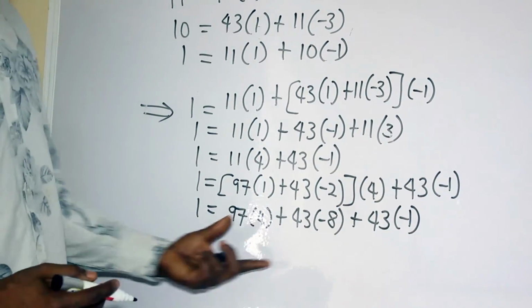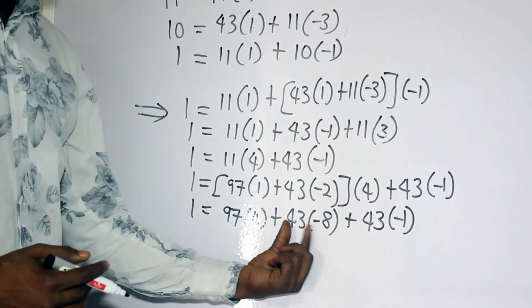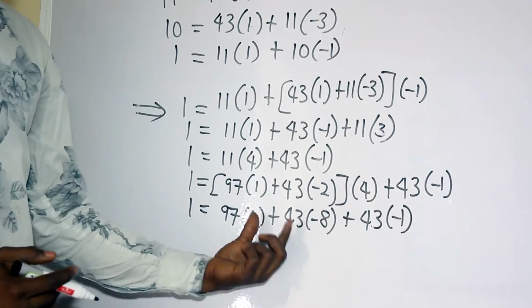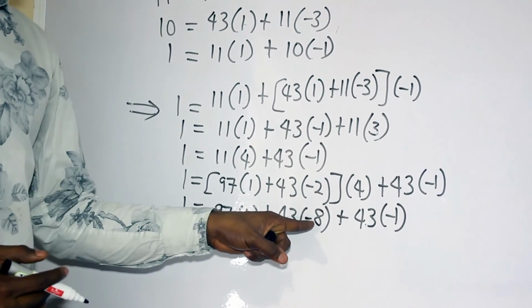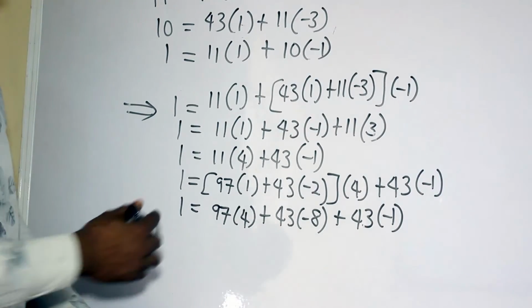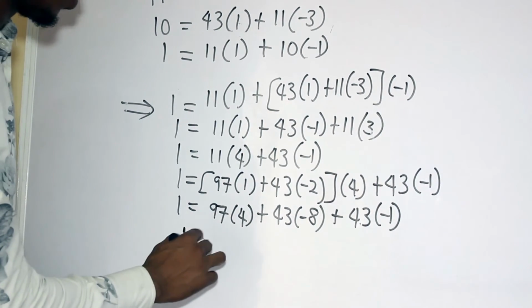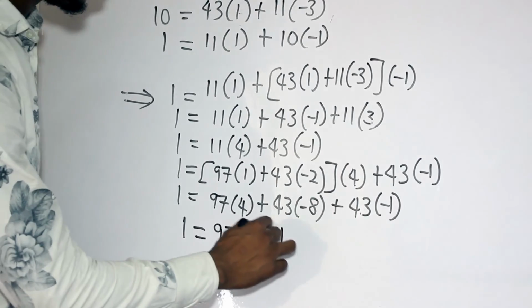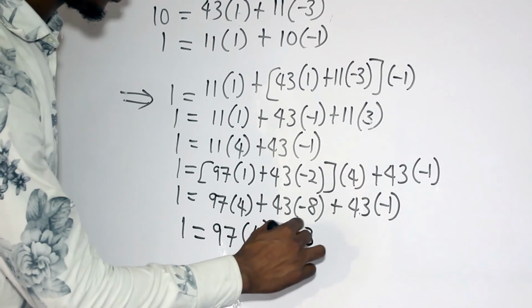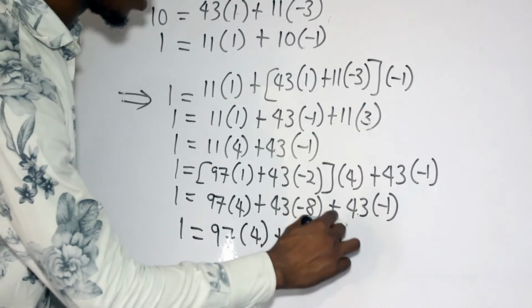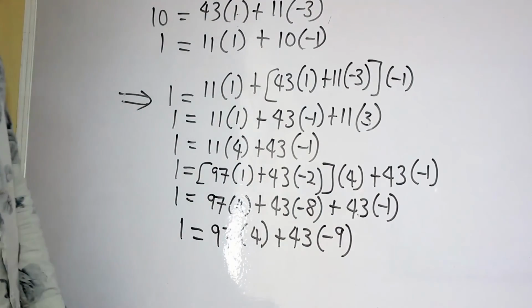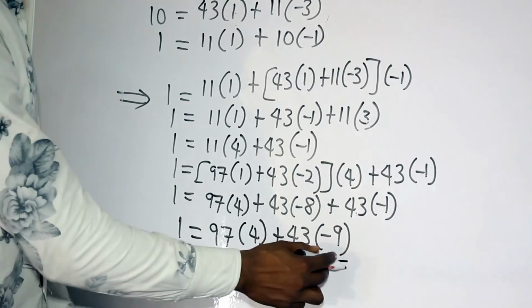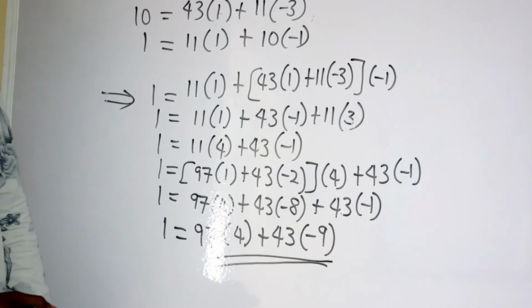Again, we have a common term, 43. So we are simply going to add up the numbers in parentheses. So this is going to be 1 equals 97, 4 plus 43 minus 1. And this is the solution to our equation.